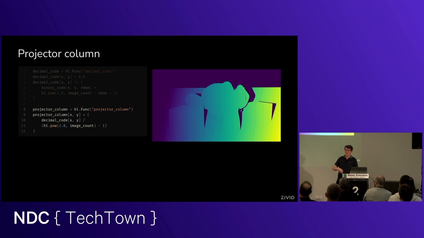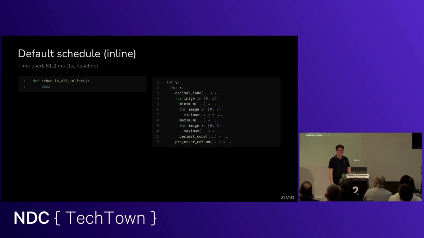We take the decimal code and divide by the largest number we can get, and then we get this nice image of the projector columns. We're done. The algorithm is finished, and it's probably going to be pretty slow. And yes, it is. Well, at least for our standards.